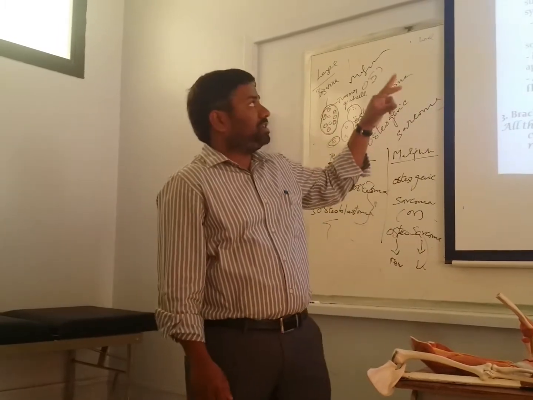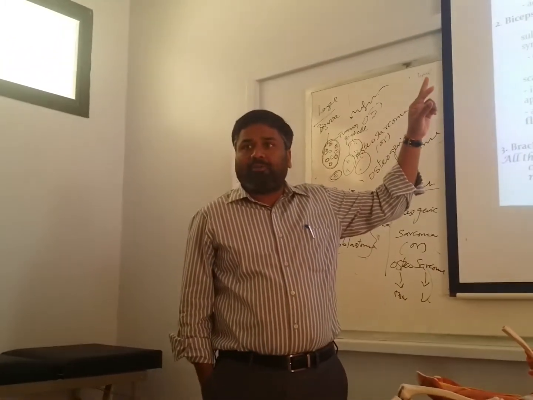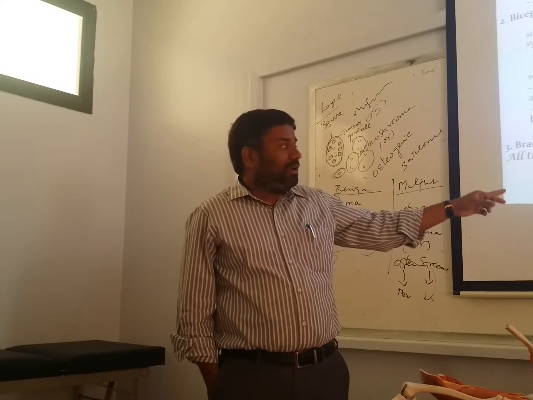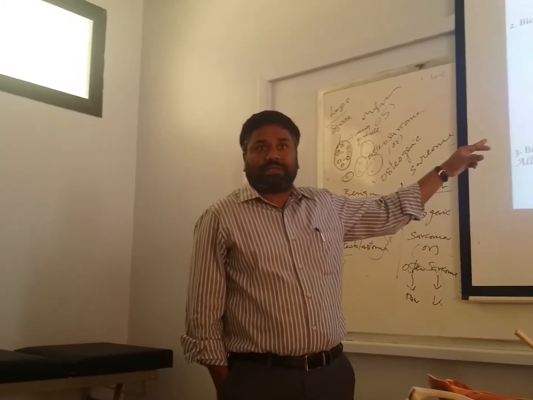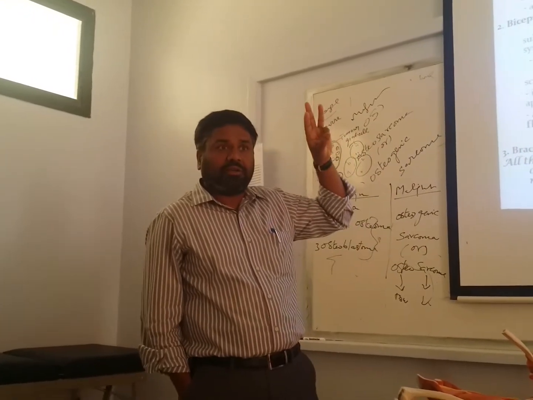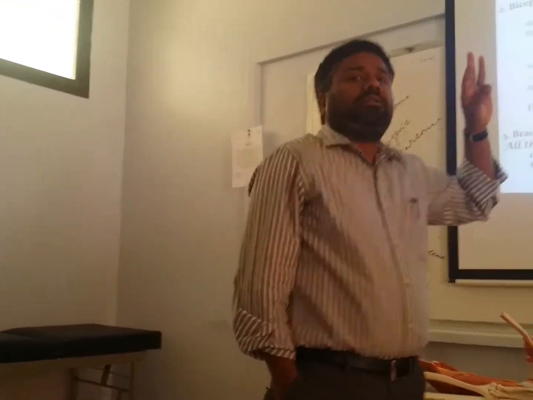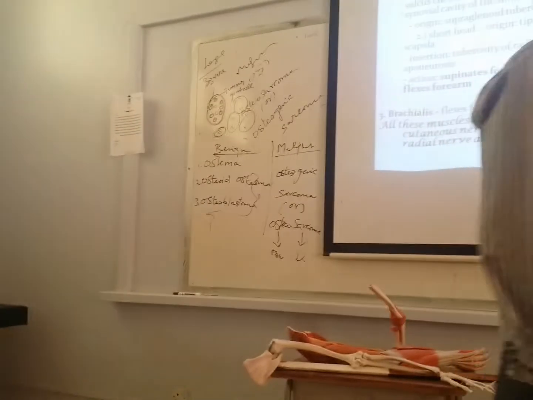So two important points here: the nerve piercing the coracobrachialis and the nerve supply of the brachialis, and the action of the biceps. Three points to keep in mind. What are they? The nerve piercing the coracobrachialis, the nerve of brachialis, and the action of the biceps.